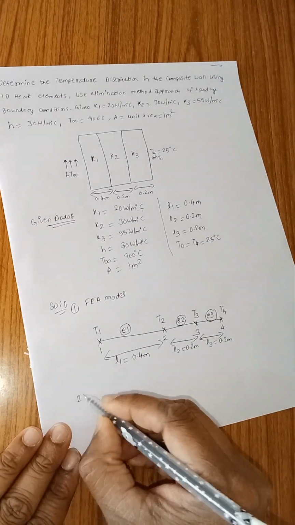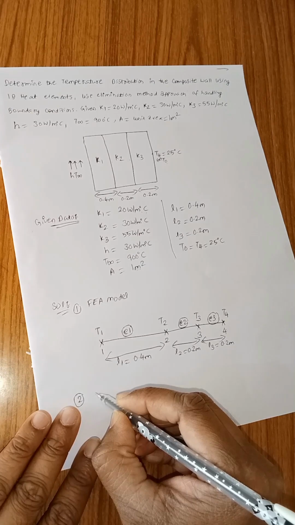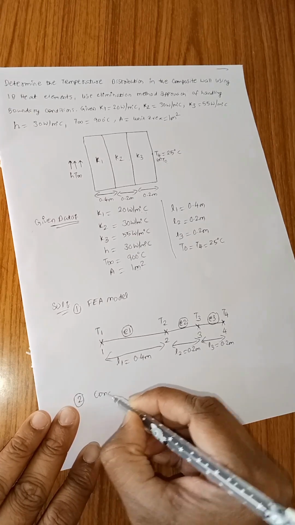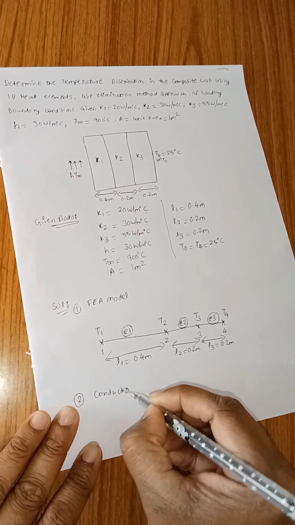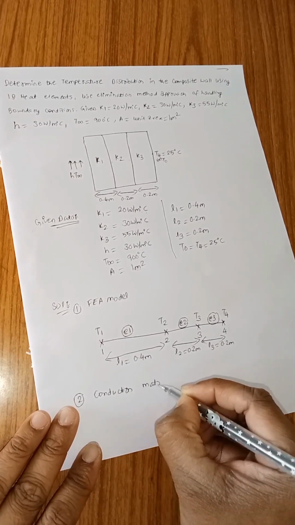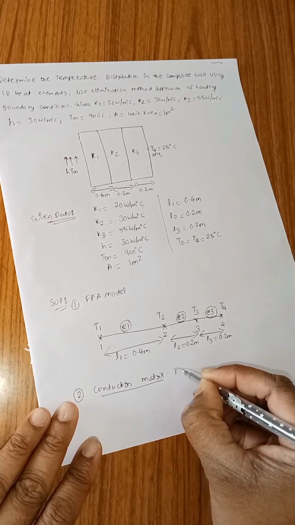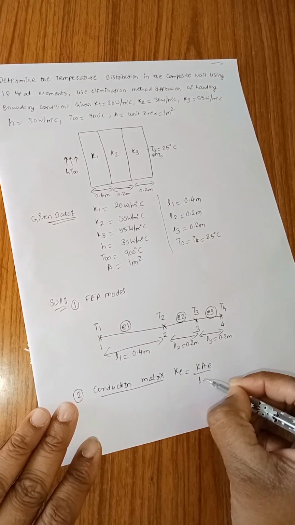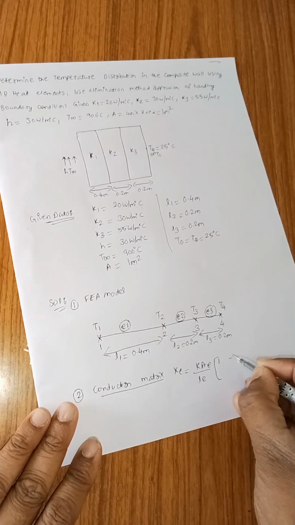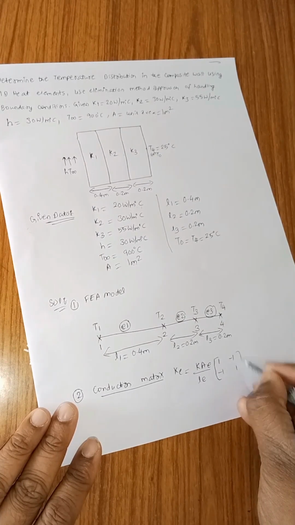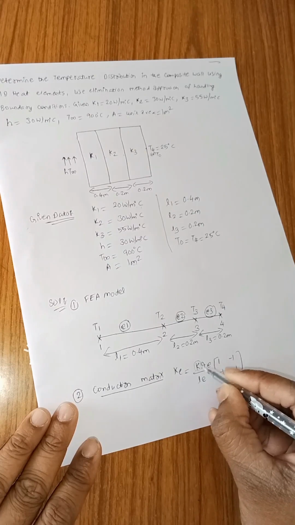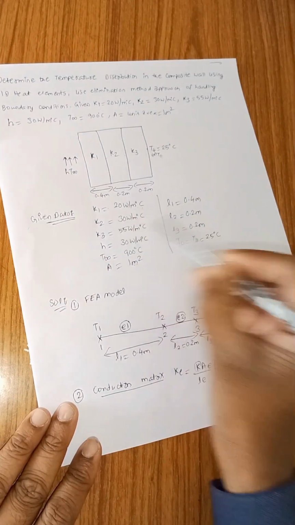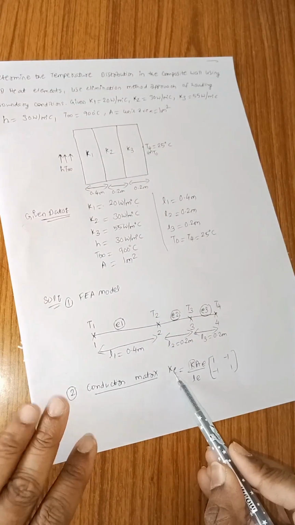The second step is the elemental stiffness matrix, which you do for both conduction and convection. For conduction, you can simply write it as the conduction matrix. The conduction matrix is generally given by Ke equal to K into Ae divided by Le, times the matrix [1 -1; -1 1]. This K is nothing but the thermal conductivity of element 1, element 2 and element 3, while this k is the stiffness matrix.